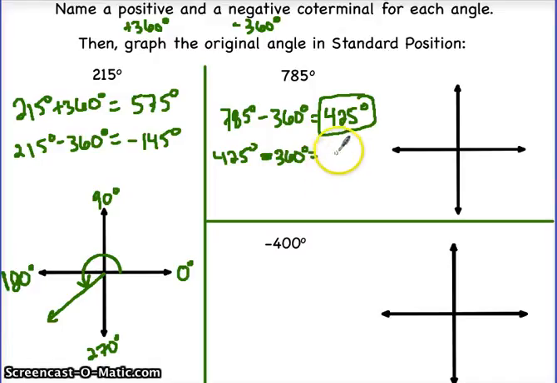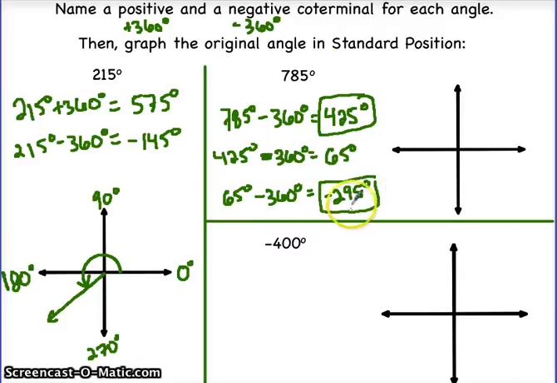we should be able to end up with a fairly reasonable angle to help us graph, as well as if we subtract one more time to negative 295 degrees, then we'll get our negative coterminal angle. Remember, the final answer needs to be positive or negative.